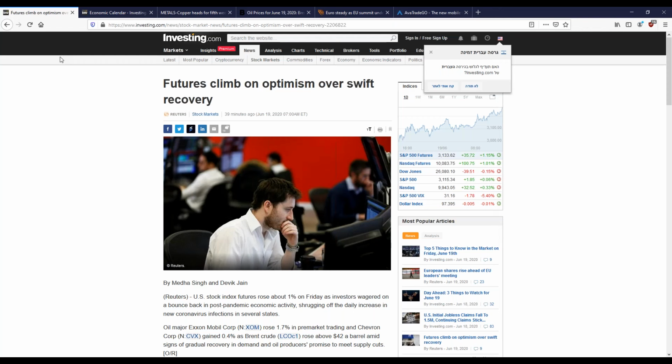Now, if we look at some headlines today, futures climb on optimism over swift recovery. Okay, futures have been green pretty much all day. We saw that. U.S. market's going to open in an hour and a half. We have some U.S. announcements coming soon as well, during the webinar even. And so that could swing the momentum, these announcements coming. But overall, the sentiment's been in the green all day, positive.